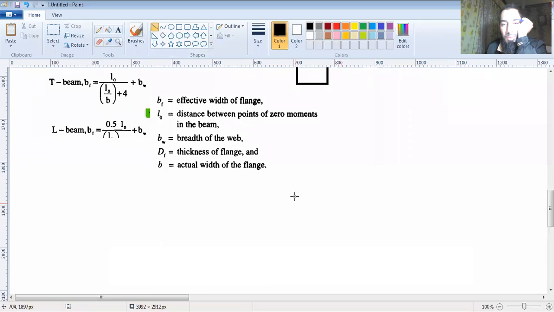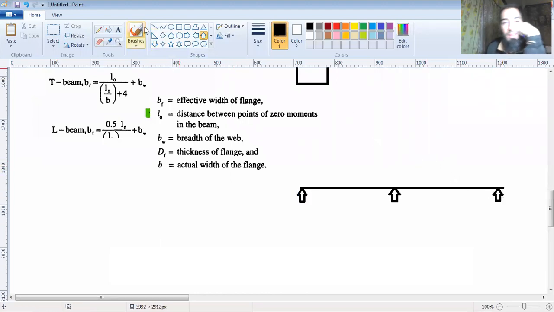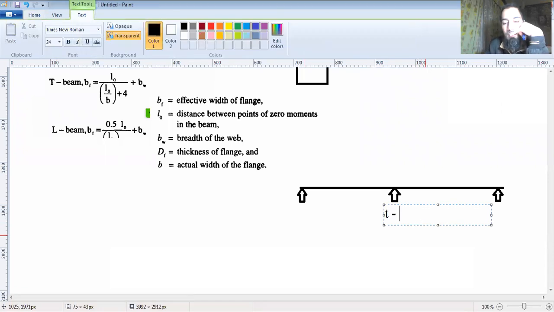Now you would say, what are the points of zero moments in the beam? When we are talking about beam at the center, it means that this is a continuous beam. There is a beam here, there would be a beam here. Let's say there are three supports in this beam. Now the center beam will be a T beam. This is your T beam here, and the slab is supported on this beam. You can say the slab is supported at this beam, or it's continuous over this beam.